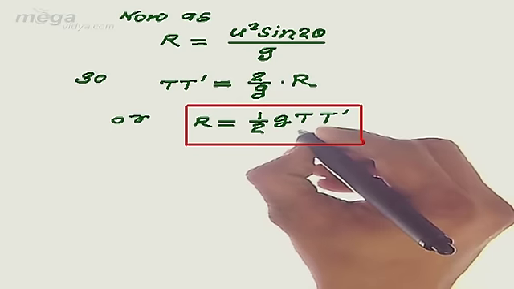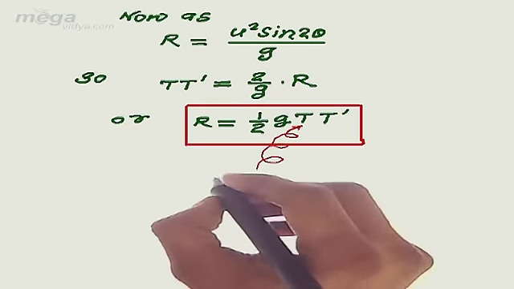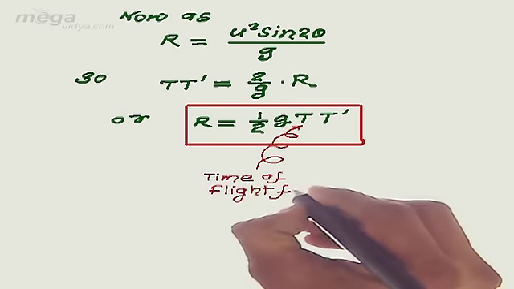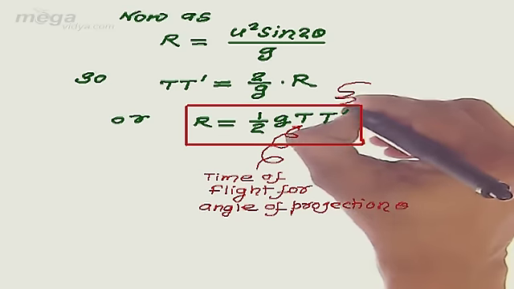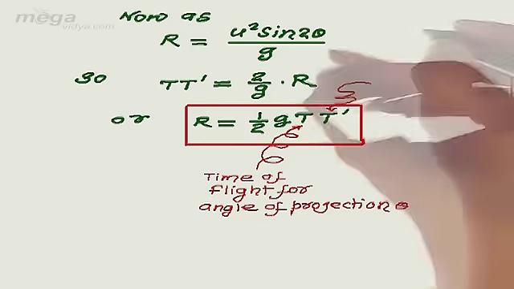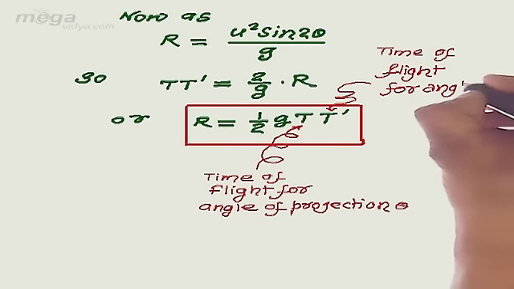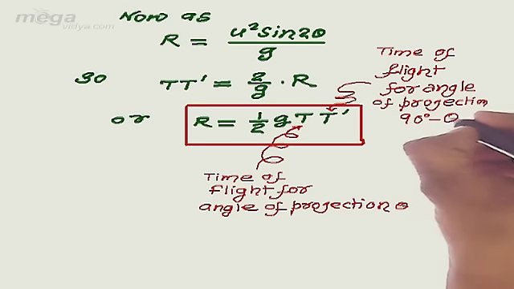Here in this result, we can easily say that the time T is time of flight for angle of projection theta, while this time T dash is the time of flight for angle of projection 90 minus theta.